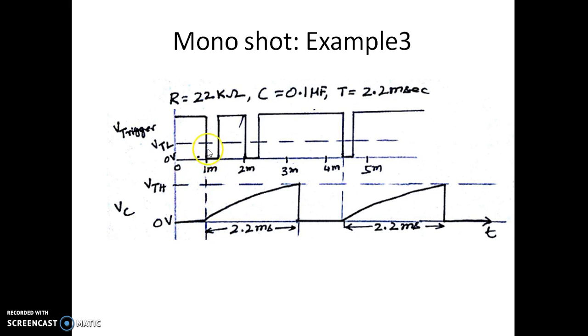I can see that for the first time the trigger voltage is going below VTL. The output starts charging. Now you can see it starts charging. We have one more trigger signal over here, but this trigger signal will not be considered because it is already in the quasi-stable state. The capacitor keeps charging towards VCC until it crosses VTH. At that time the trigger is at VCC, so the trigger is not affecting our output.